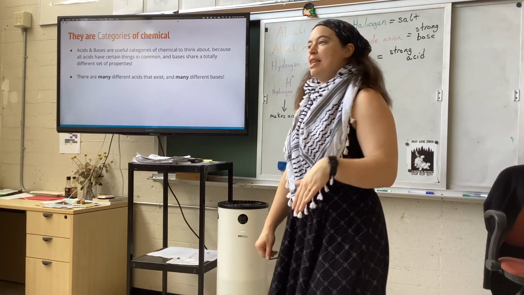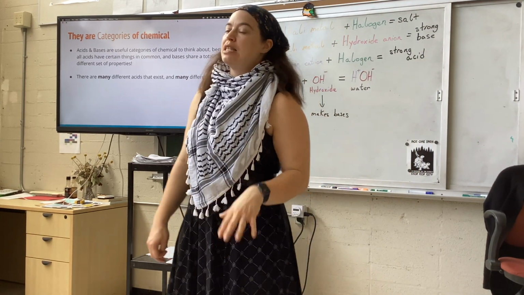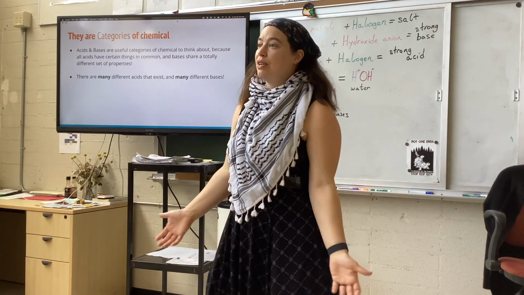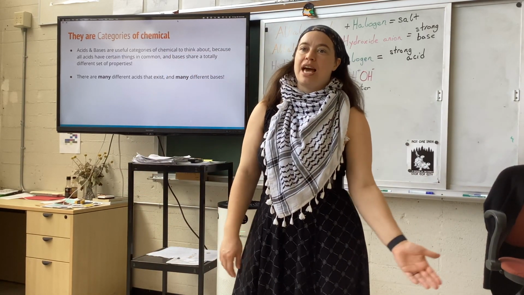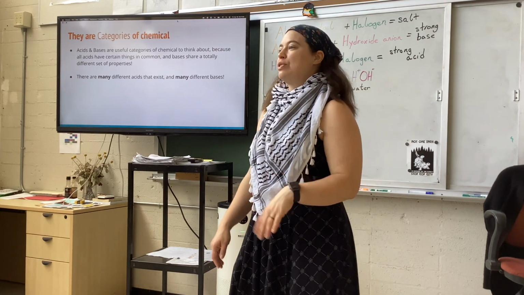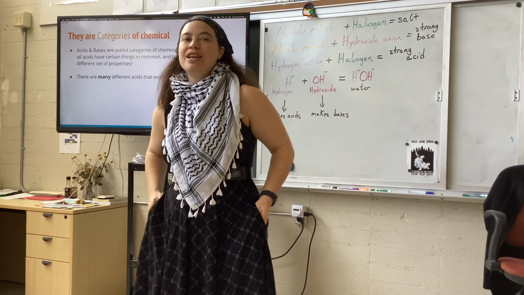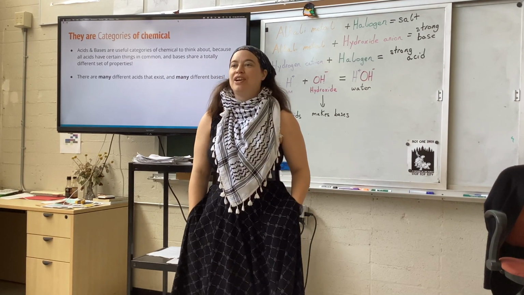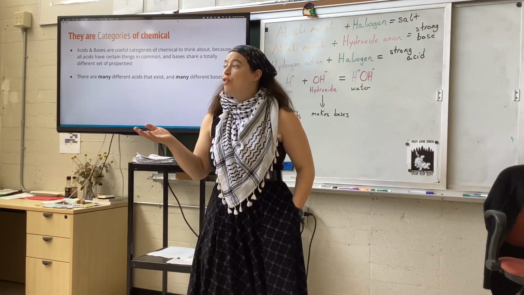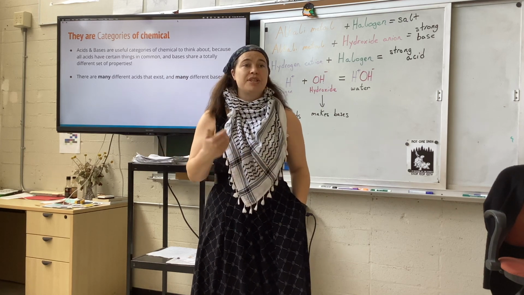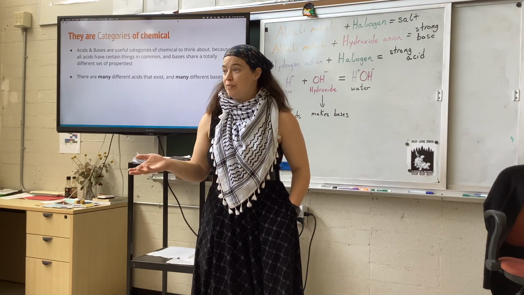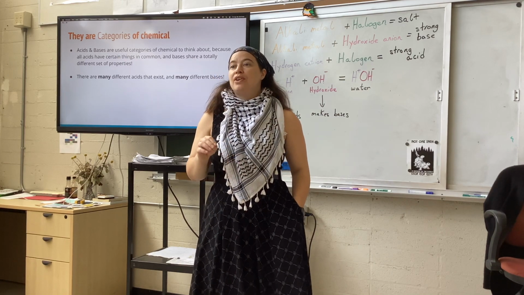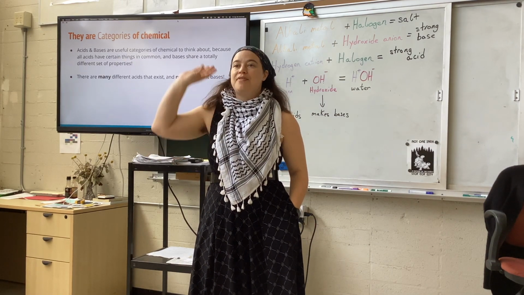So when we ask what are acids and what are bases, the thing you need to understand is that these are categories of chemicals. In the same way that salt is a category of chemical, acid is a category of chemical, base is a category of chemical. And one of the types of questions that are going to be on your chemistry final are things like, given this formula, do you think this is an acid? Do you think this is a base? Do you think this is a salt? That's one of the types of questions you will see on the chemistry exam.